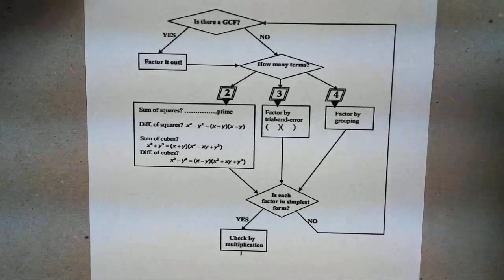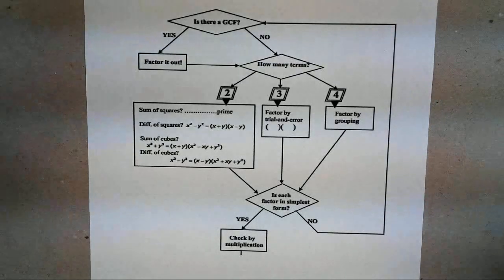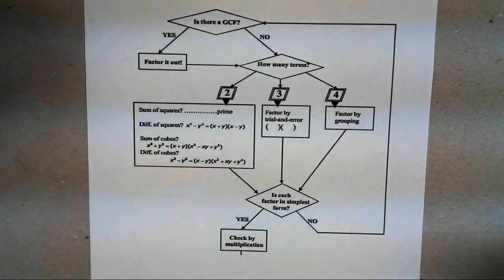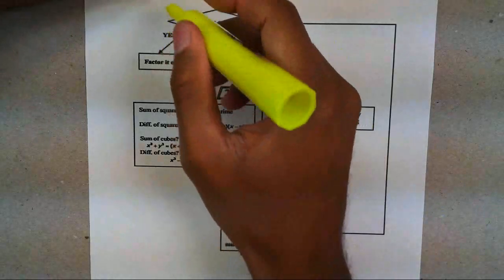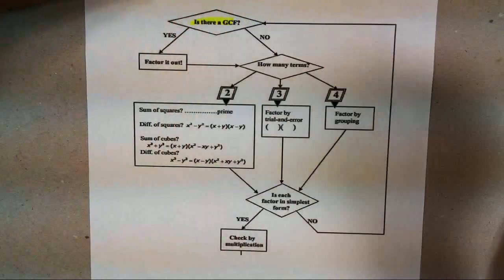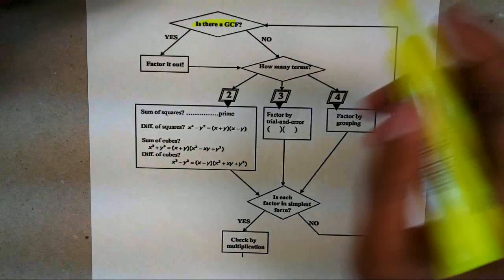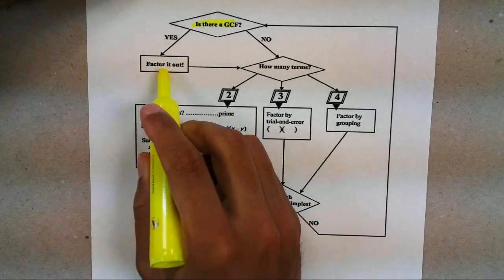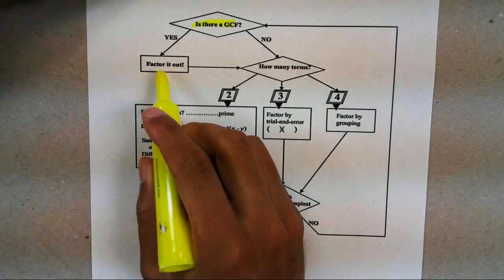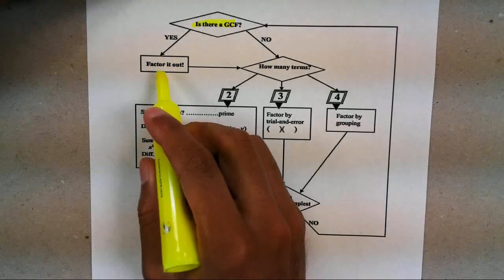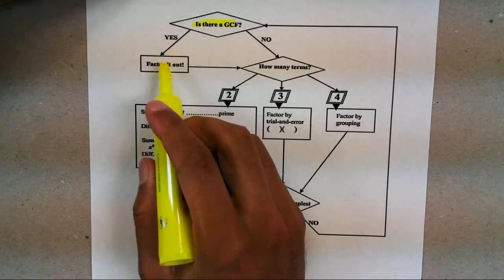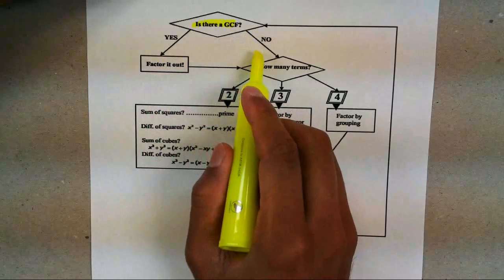The first thing that you want to look at whenever you have to factor out an equation is, is there a GCF? Because if there's a GCF in your problem, you have to factor that out. You always have to begin by factoring out the GCF because it's going to make your life a little bit easier. Now, sometimes there's a GCF and you're going to factor it out, but sometimes there isn't, and that's fine.